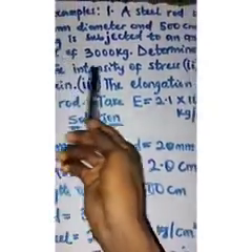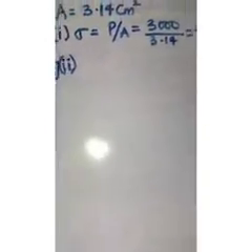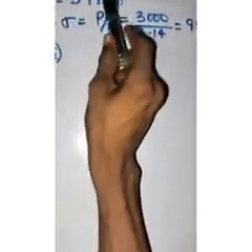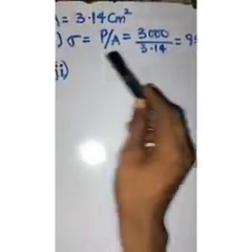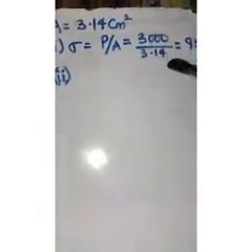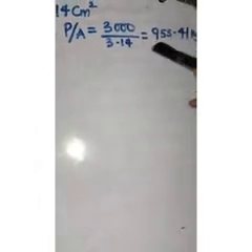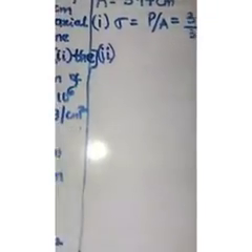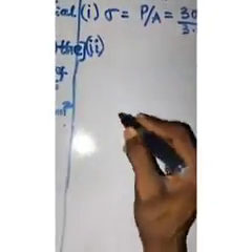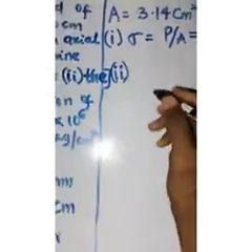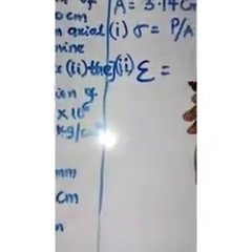So the first question says determine the intensity of stress. The intensity of stress is equivalent to the stress. Stress is load over area. So the load is 3000 kg over 3.14, and you get your answer expressed in kilogram per centimeter square. Okay. So the next question we have here is number 2, which is your strain.